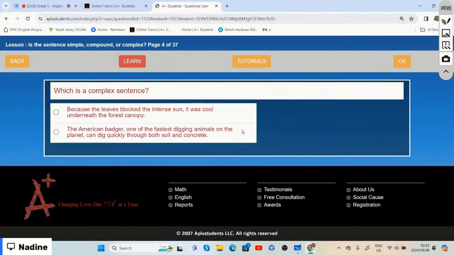We need to say which one is a complex sentence. And remember, a complex sentence consists of an independent clause as well as a dependent clause, right? And a dependent clause begins with a subordinating conjunction, right? It says, because the leaves blocked the intense sun, it was cool underneath the forest canopy. Or do we say the American badger, one of the fastest digging animals on the planet, can dig quickly through both soil and concrete? We need to say which one is a complex sentence.